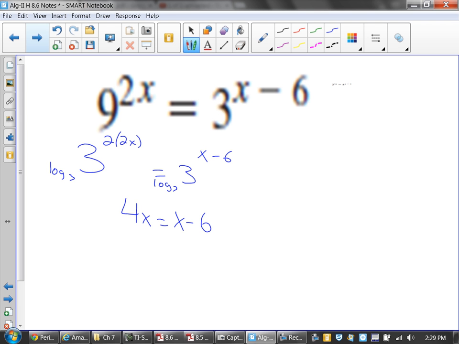This really isn't that scary, is it? x equals the opposite of 2. We get x equals -2.